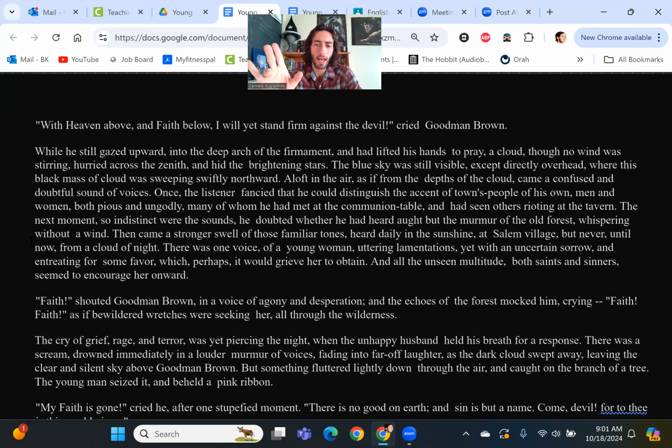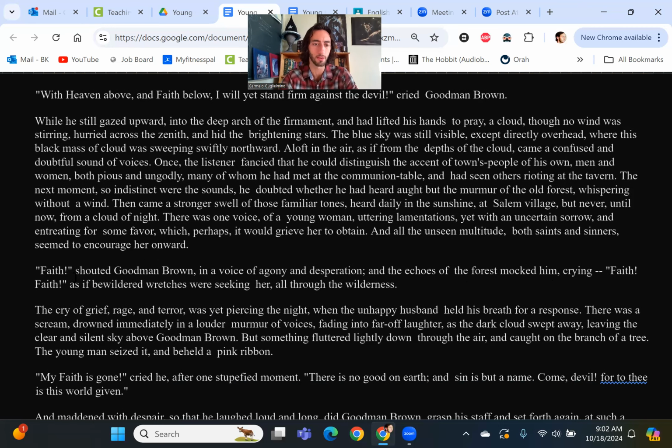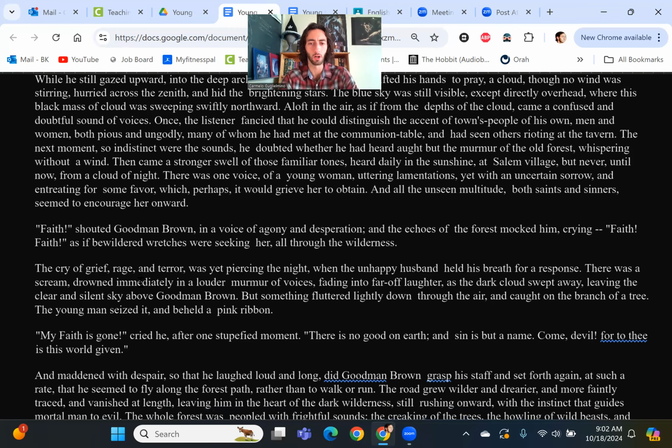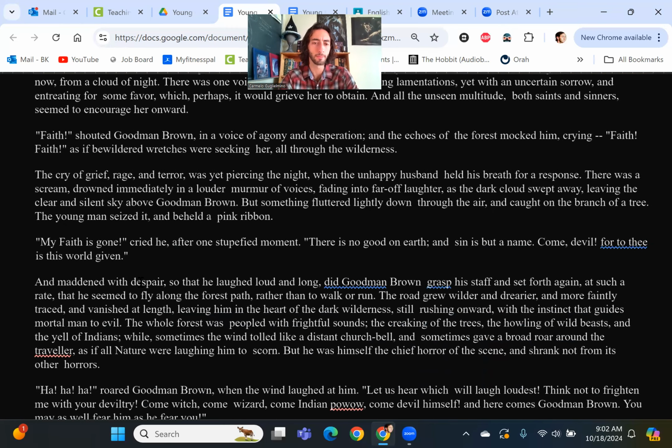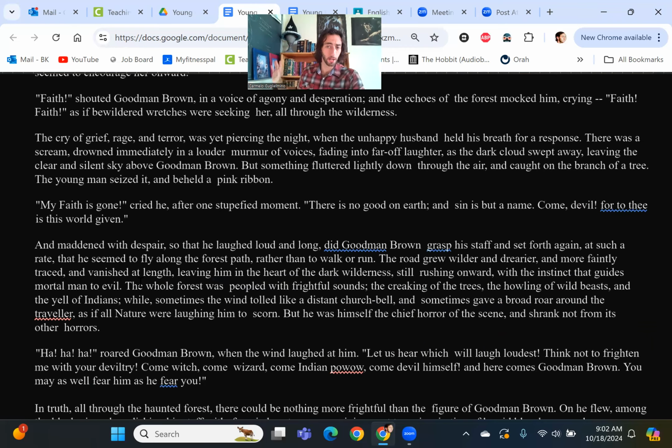He looks up at the sky, and he sees a cloud coming onward in the same direction where the other men were going. And in that cloud, he hears the voices and yelling and screaming of saints and sinners that he knows in his town. And among them is also a woman that he understands as Faith. "Faith!" shouted Goodman Brown in a voice of agony and desperation that echoes in the forest, mocking him, "Faith, Faith!" as if bewildered wretches were seeking her all through the wilderness. So she screams, and the cloud kind of goes by, right?